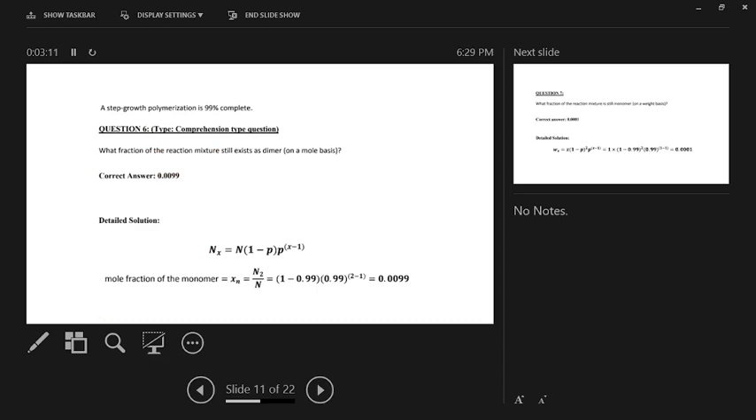Then question number 6. Question number 6 is: step growth polymerization is 99% completed. What is it saying? Step growth polymerization is 99% completed, so conversion is 0.99. Then a comprehension type question: what fraction of the reaction still exists as dimer? So we need to find out the x-mer.